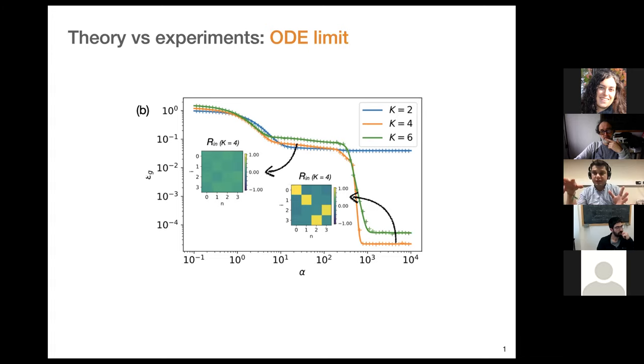And you can see that it has a real effect here on the performance of the student, because it makes a difference between a model that has an error of like 10 to the minus one and a model that has an error of 10 to the minus four. Okay.